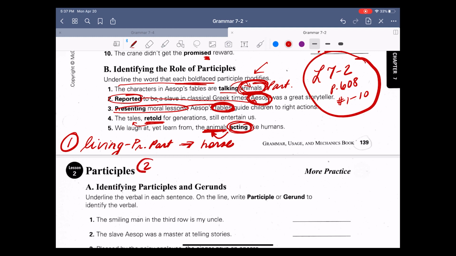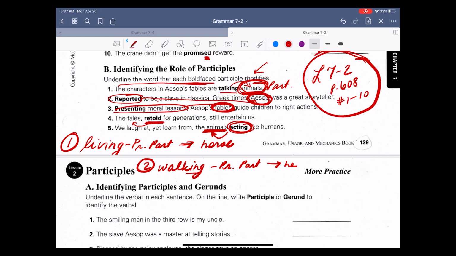Let's do one more. Number 2. Walking along a road one night, he stopped suddenly. So what's our participle? It's walking. And it ends in ing, so that tells us it's a present participle. And it's telling us about who or what was walking, and it is he. So I hope that helps you with the numbers 1 through 10.